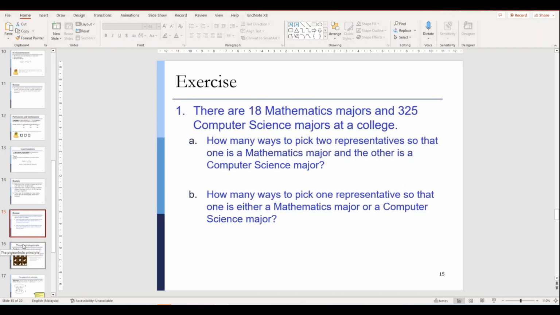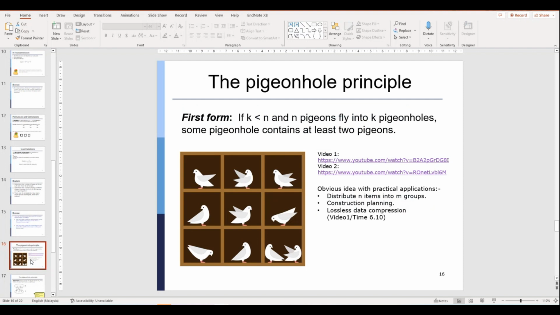The last section of this chapter is on the pigeonhole principle. The pigeonhole principle is a mathematical idea based on logic. Imagine there is a shelf. In the shelf, there are 9 pigeonholes. 1, 2, 3, 4, 5, 6, 7, 8, 9.